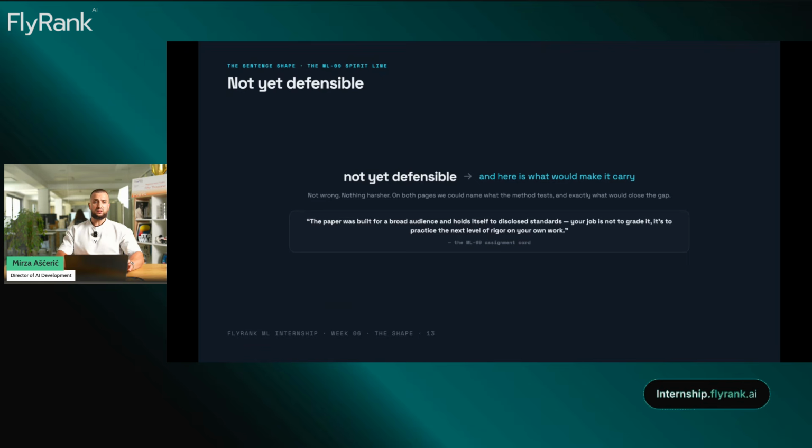And here is the strongest part I said about our own paper today. Not good enough yet, not wrong, nothing bad. Because on both pages, we could say what the test does and exactly what would make each claim good. The assignment card says it even better than I can. The paper was made for many people. It follows rules that are shared, and your job is not to grade it. Your job is to practice making your own work better. So let's go practice on your work as well.